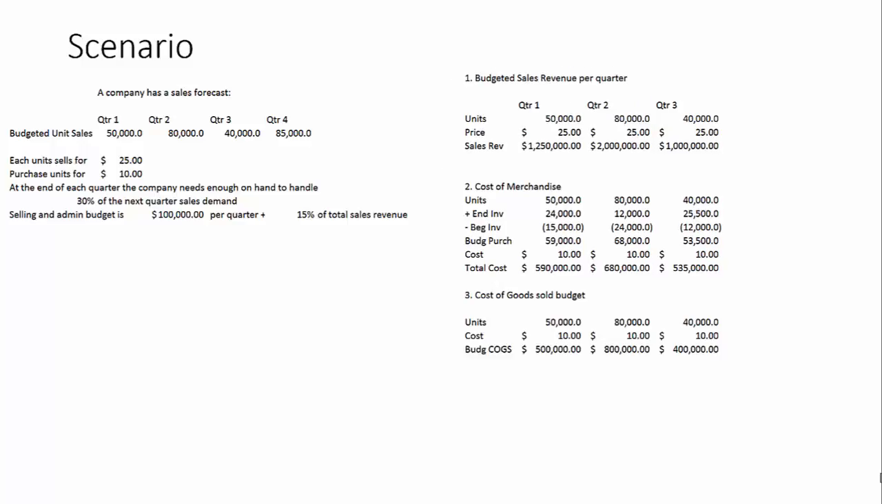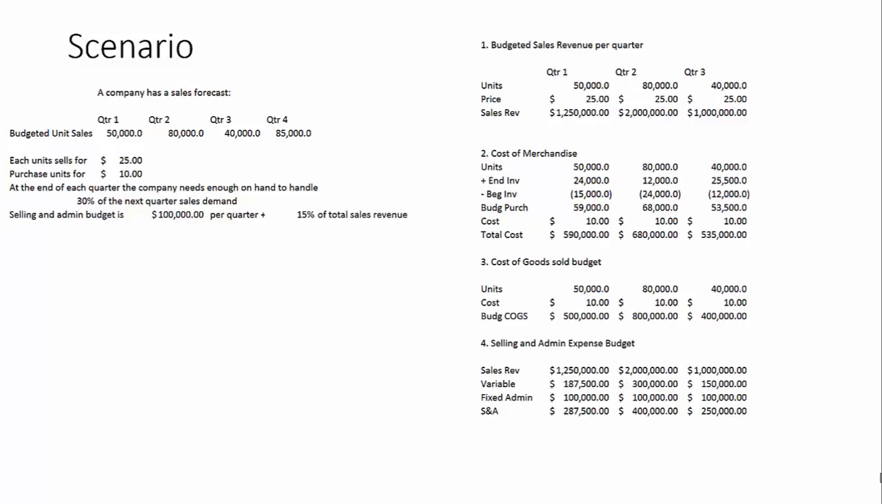Next, our cost of goods sold budget will be the following. This is actually using the sales units that we're budgeting. So the sales units of 50,000 in quarter 1, we would multiply that times $10, the cost of purchasing those units. So our budgeted COGS is $500,000. And you do the same thing for quarter 2 and quarter 3.